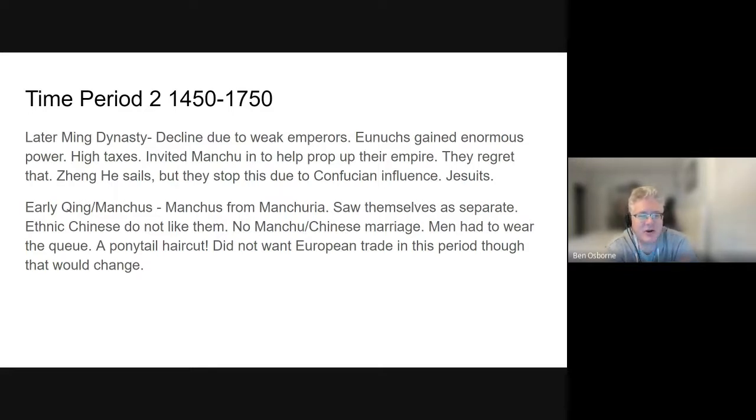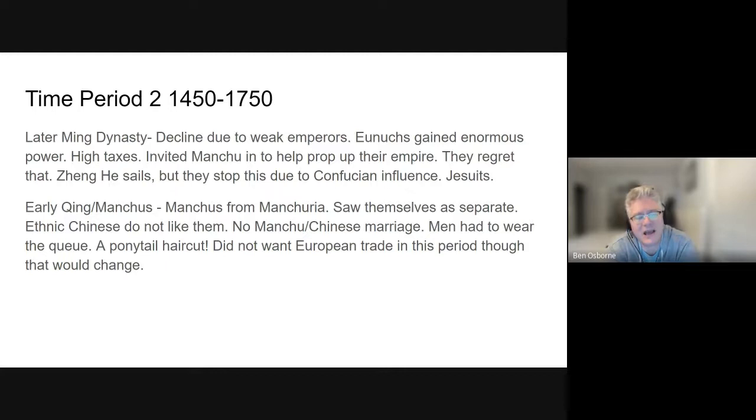So we will then see the early Qing or the Manchu dynasty. So the Manchus, again, not surprisingly, are from Manchuria. They will see themselves as separate from the Han. Unlike the Mongols, they don't tend to adopt a lot of Chinese or Han Chinese ideas. The ethnic Chinese in particular do not like them, especially initially.